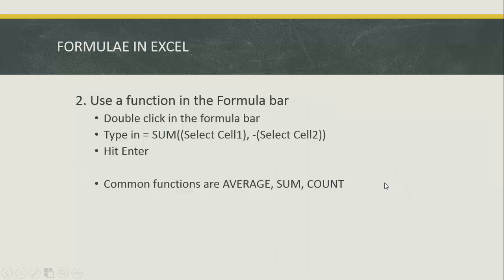The second method is to use a function in the formula bar. Now, to subtract, we need to use the sum function because Excel does not have a subtract function. So what we do is double-click in the formula bar, type in equal to, sum, select the first cell, comma, minus, select the second cell, and hit Enter. Let's see an example.